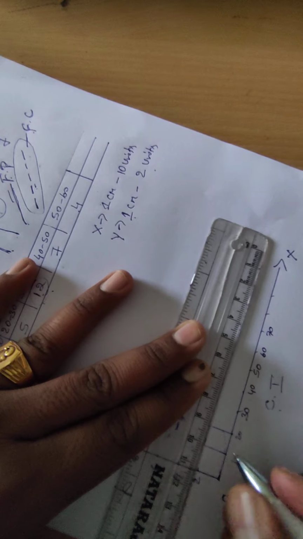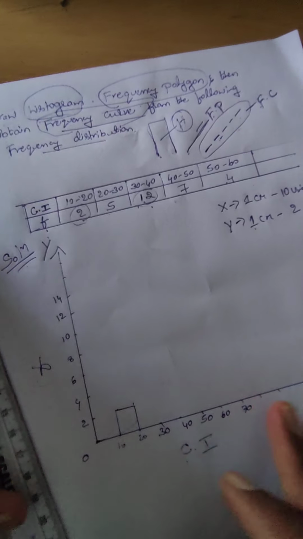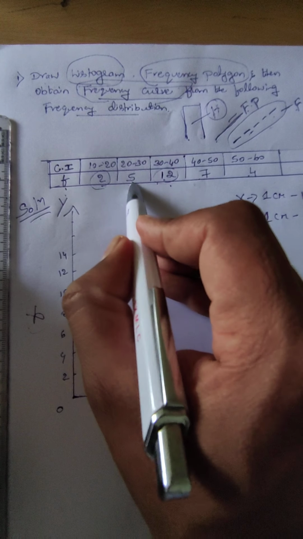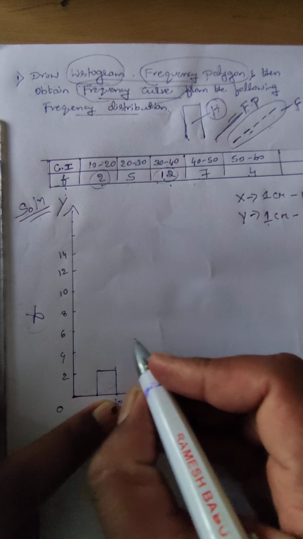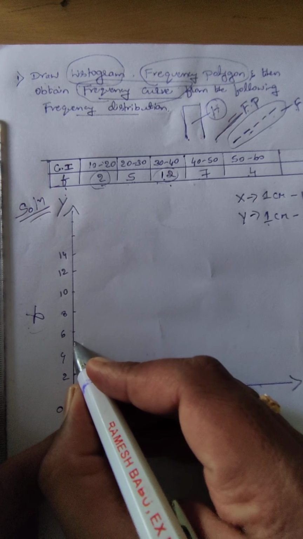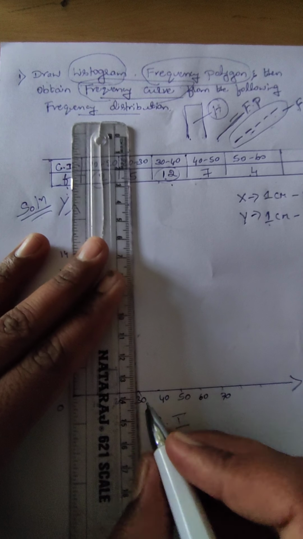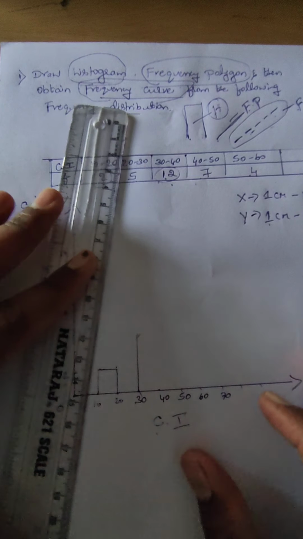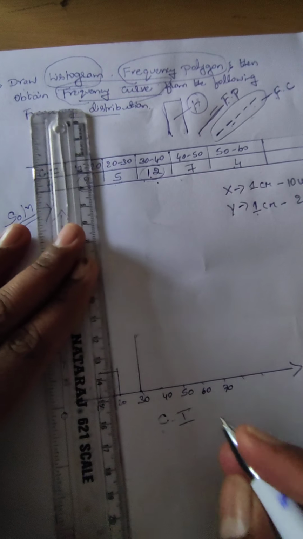We draw a rectangular bar. 10 to 20 is over. Next, coming to 20 to 30, the frequency is 5. Five will come here. Next, we connect it to the class interval of 20.